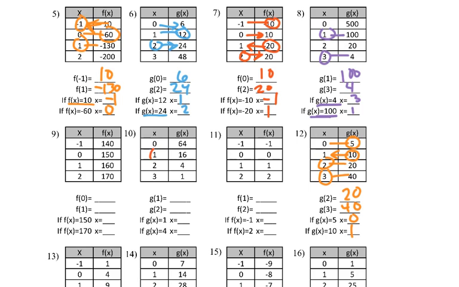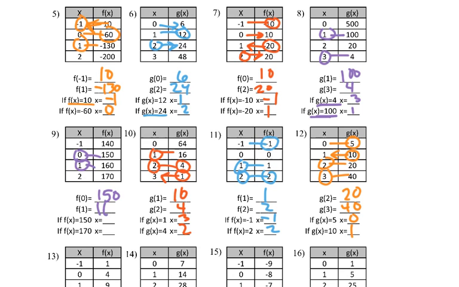Okay, number 10, g of 1 would give us 16, g of 2 would give us 4, g of x equaling 1 would give us x equals 3, and g of x equaling 4 would take us to x equals 2. Number 11, f of 1 would give us 1, f of 2 would give us 2, f of x equaling negative 1 would take us to negative 1, and f of x equaling 2 would take us back to x equals 2.